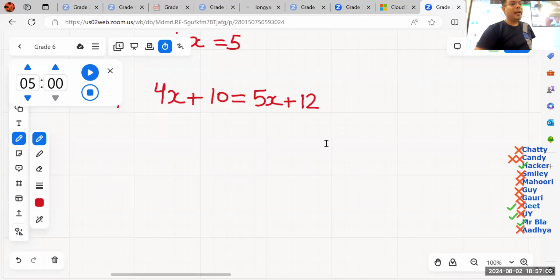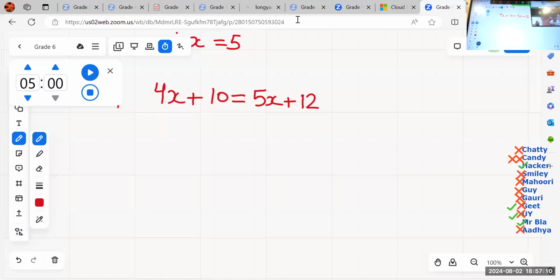If your algebra is strong, half of higher mathematics will not give you any problem. Most kids find problems in higher grades because their algebra is not strong. So this is one part that should be very, very strong.